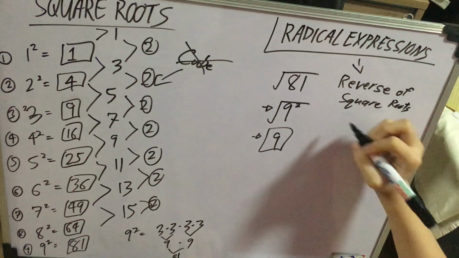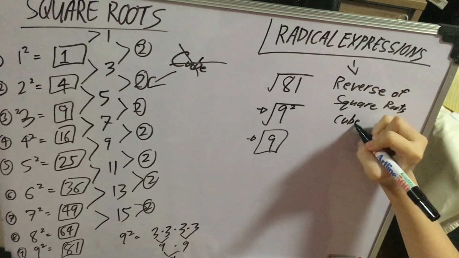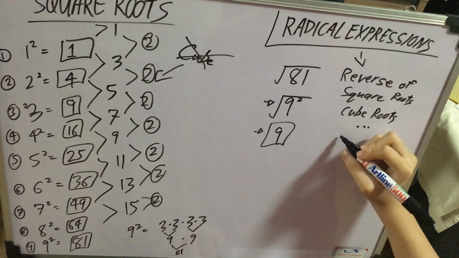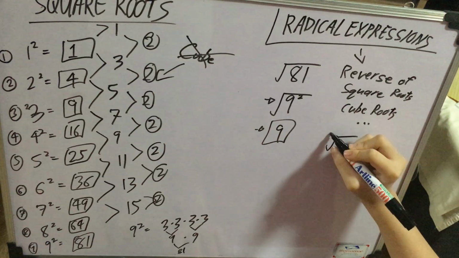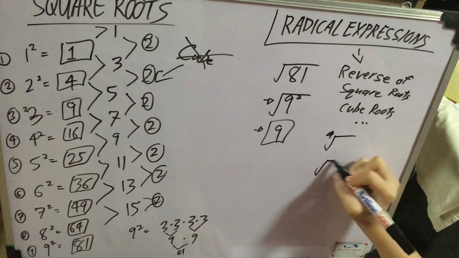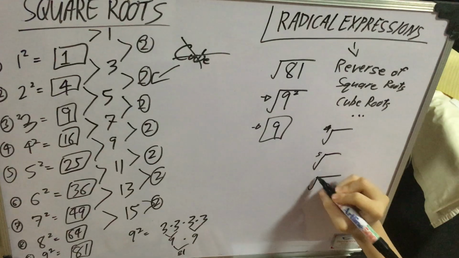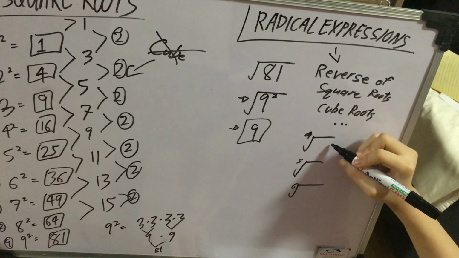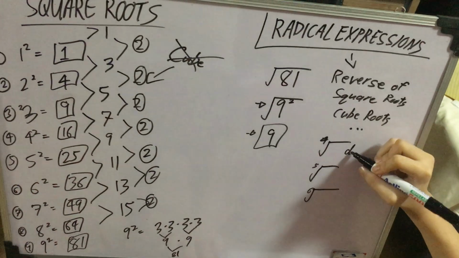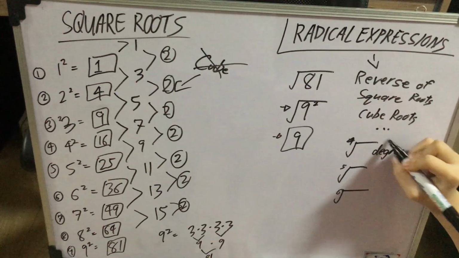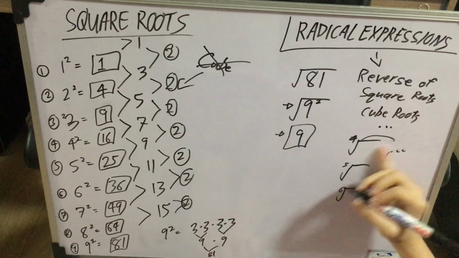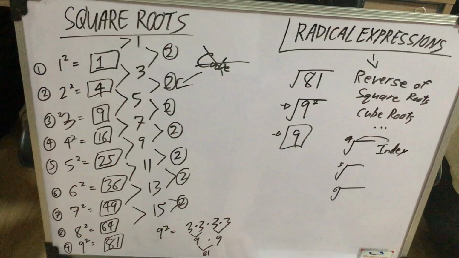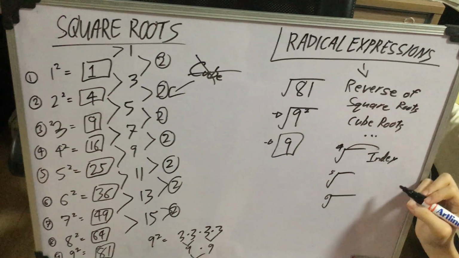Not only those, but also cube roots and any other roots. It could be either raised to 4, raised to 5, raised to 6, or in other words, you could just say degrees. As the index goes higher, they are still represented as radical expressions.